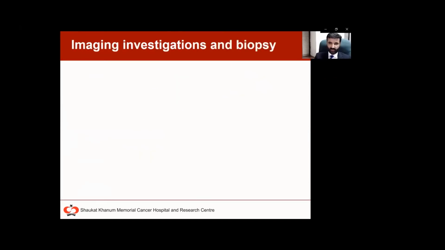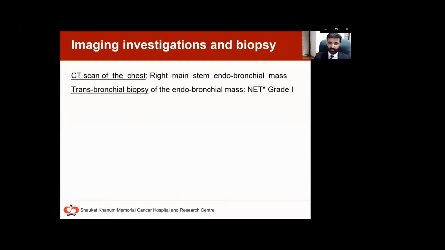The clinical assessment then led to imaging investigations, and the most obvious next clinical investigation with this history was the CT scan of the chest. The scan showed right mainstem endobronchial mass. We then did a biopsy of the mass, which confirmed neuroendocrine tumor.